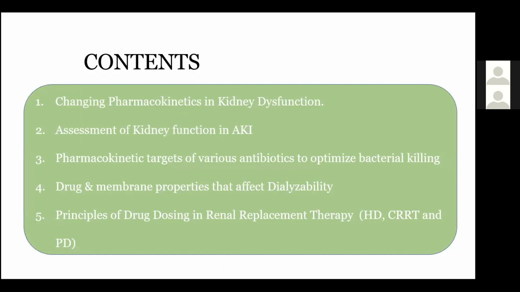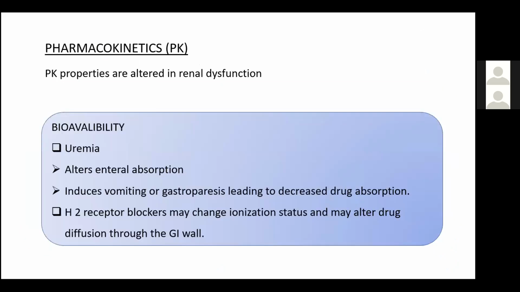Today, the subheadings that I'm going to talk about are: number one, changing pharmacokinetics in kidney function. Number two, assessment of kidney function in the setting of acute kidney injury. Number three, pharmacokinetic targets of various antibiotics to optimize bacterial killing. Number four, drugs and membrane properties that affect dialysability. And finally, the principles of drug dosing in renal replacement therapy.